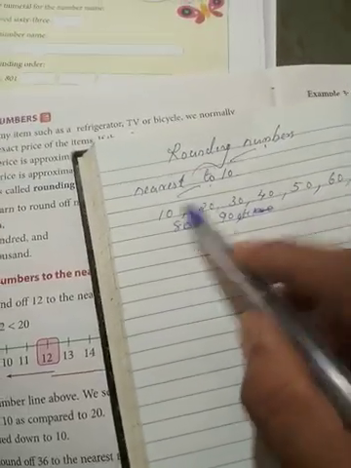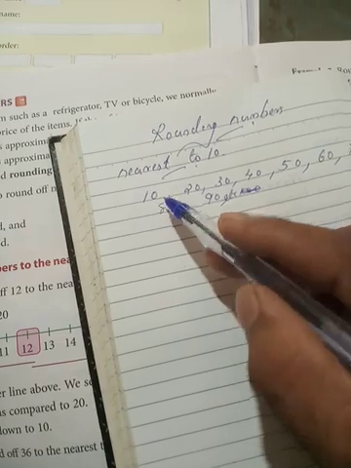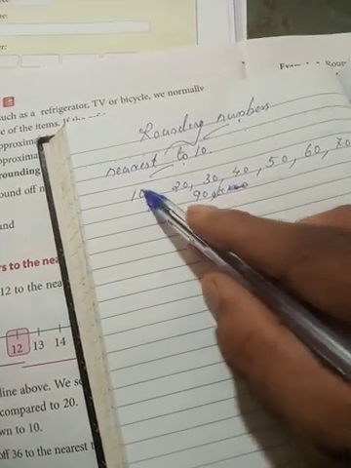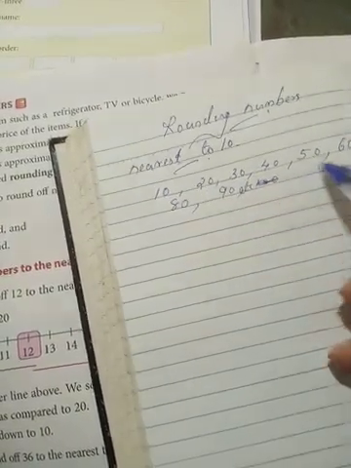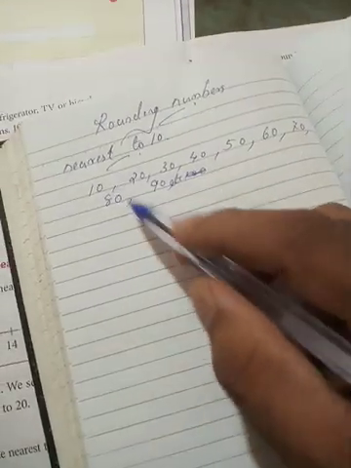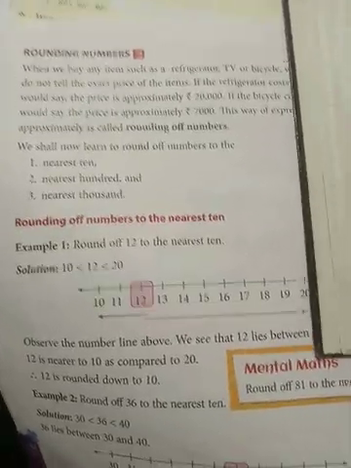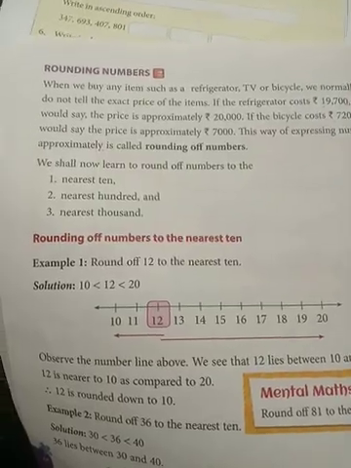Nearest tens means we must know what the tens numbers are. Starting with 10, they are 20, 30, 40, 50, 60, 70, 80, 90, like that. These are called tens. I will explain with an example. The first example is also in your textbook.